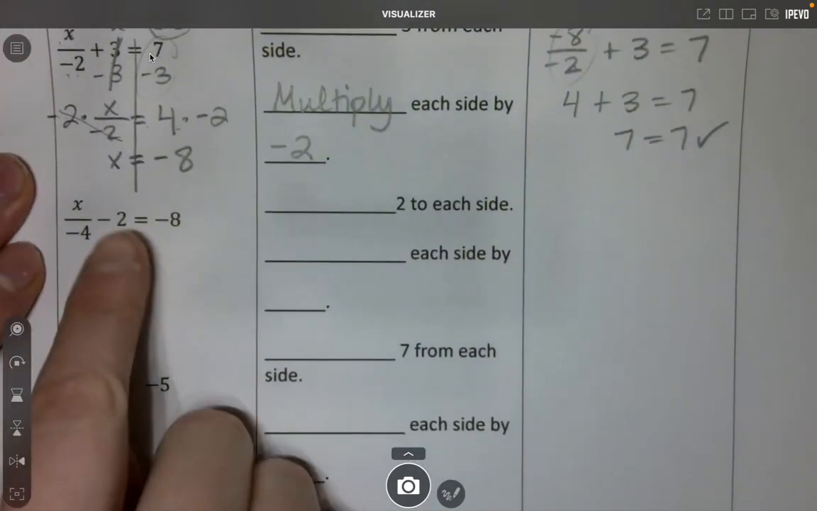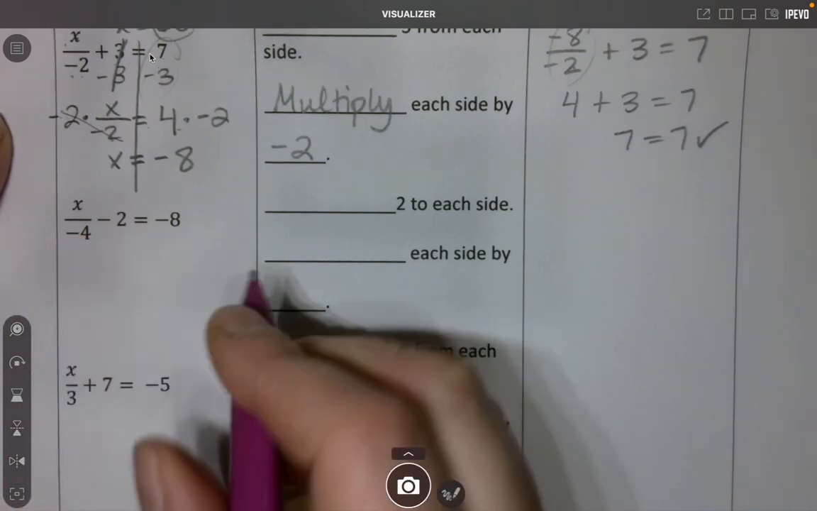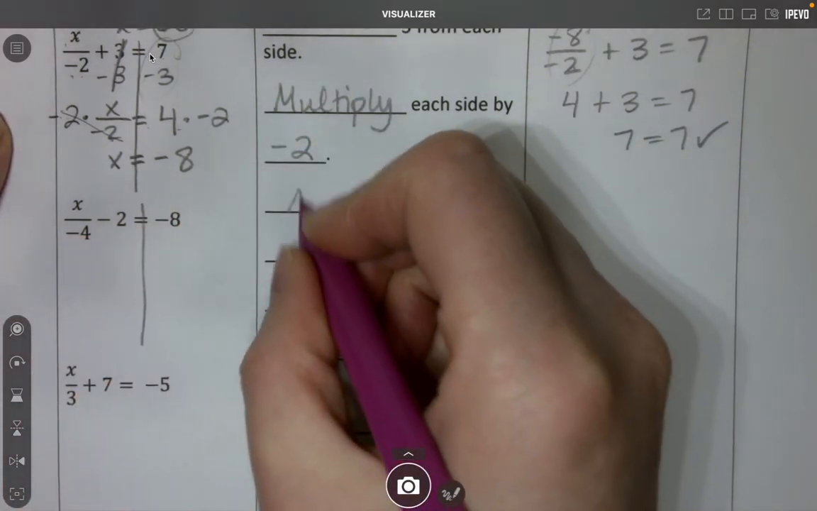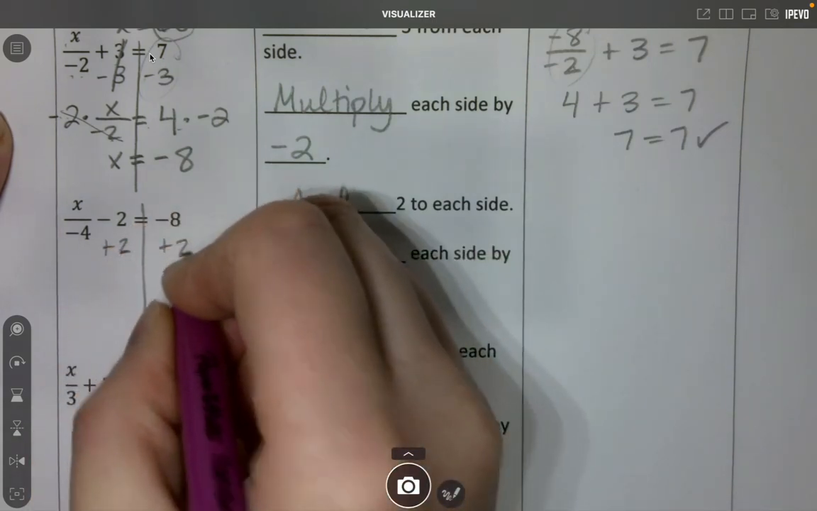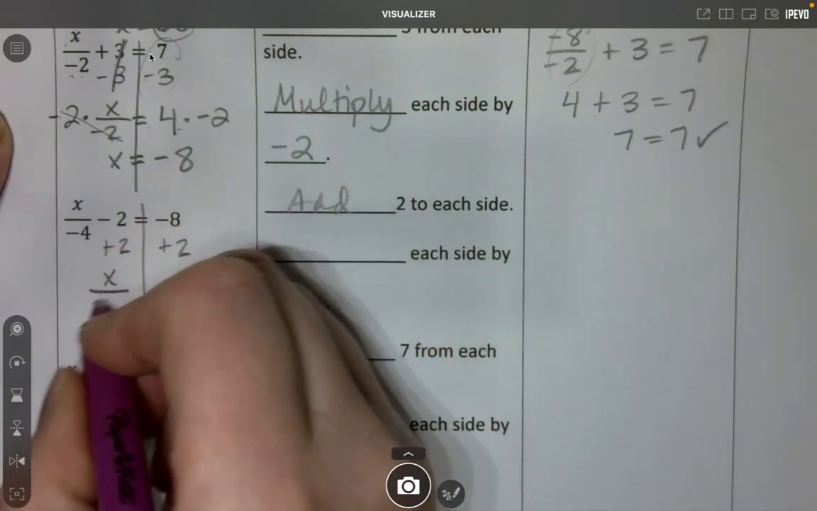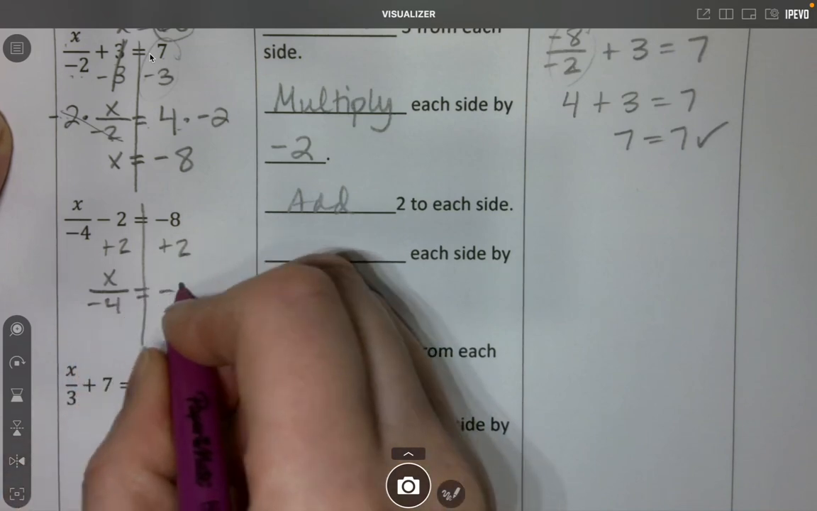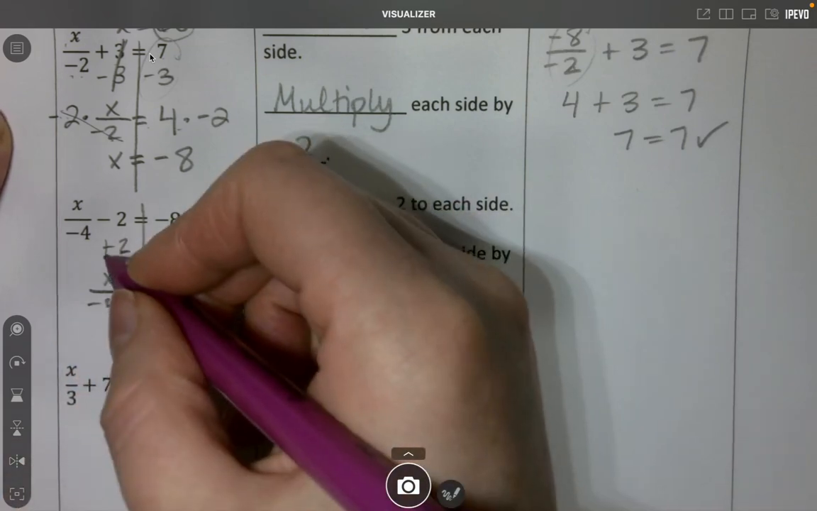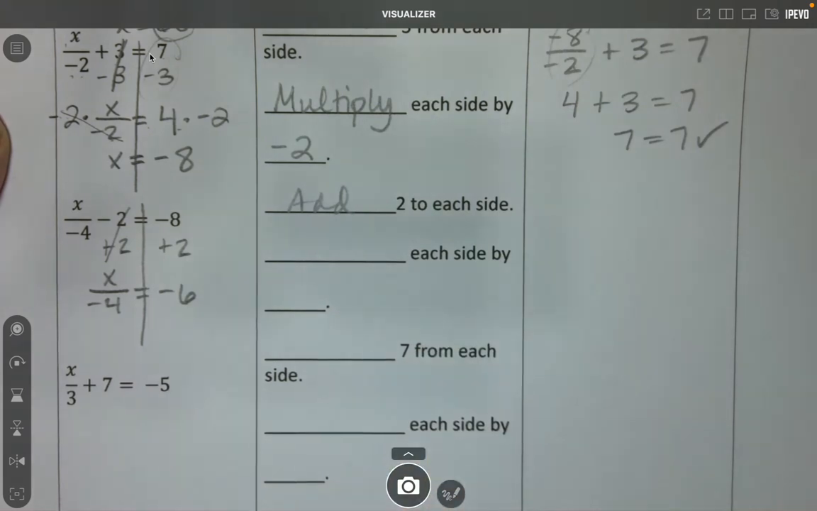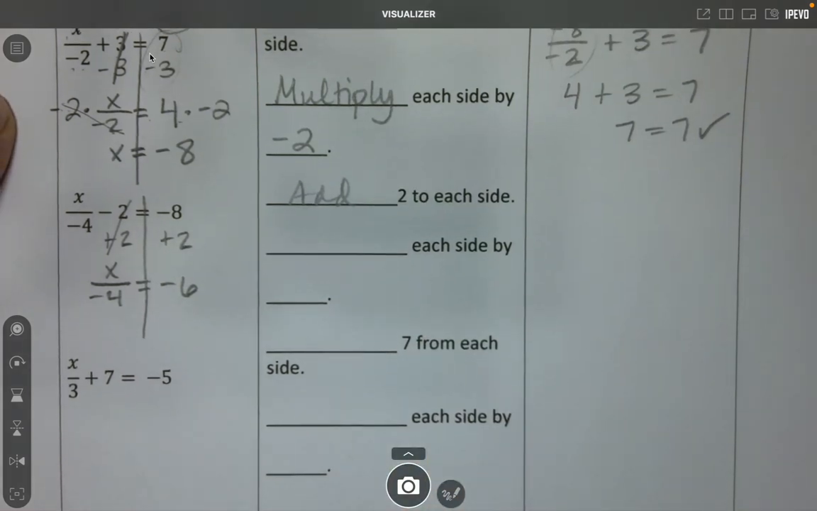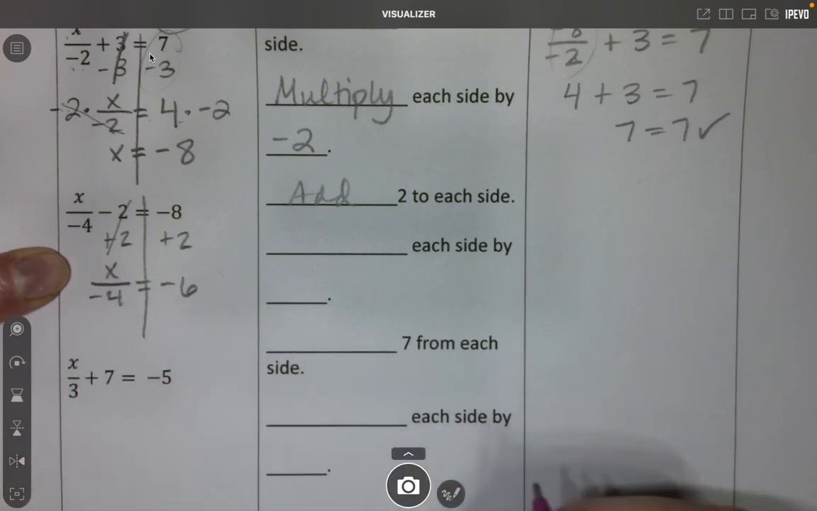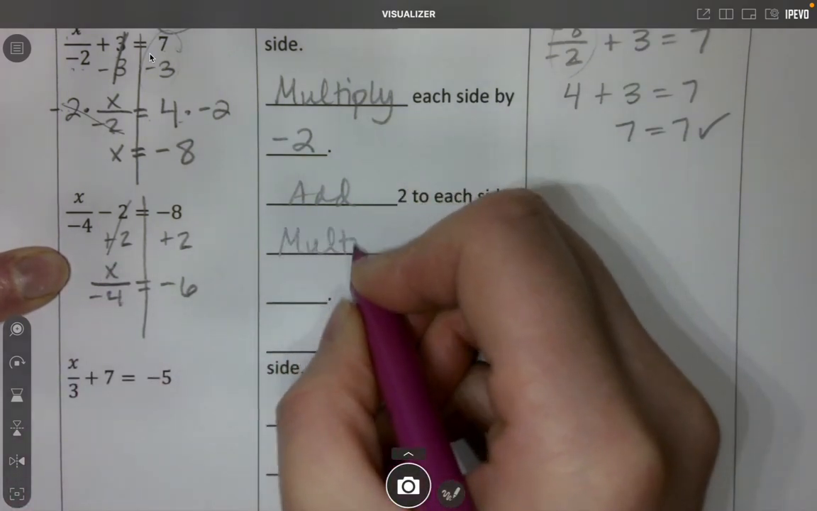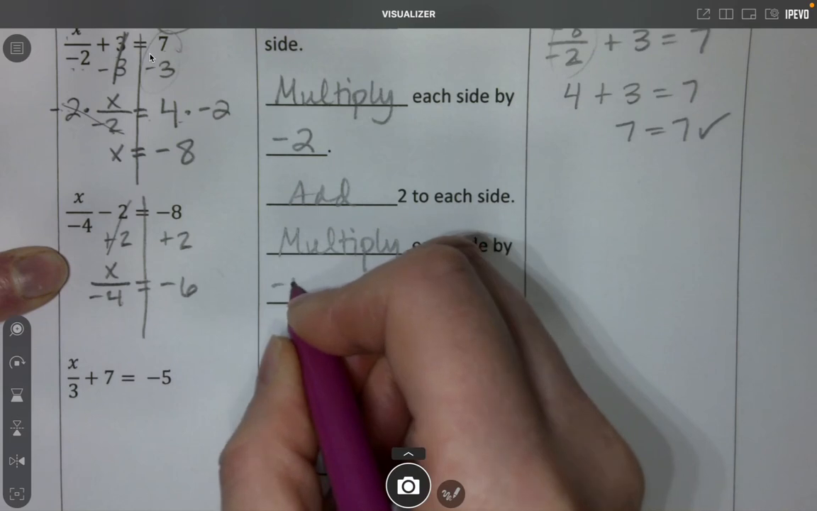On the next one, let's see, I have subtraction to undo again. So that means I'm going to add 2 to each side. So now I have x divided by negative 4 equals negative 6. You don't have to draw that line through it, but if you want to, go for it. But it does zero out. And now that I have x being divided by negative 4, I need to multiply each side by negative 4.